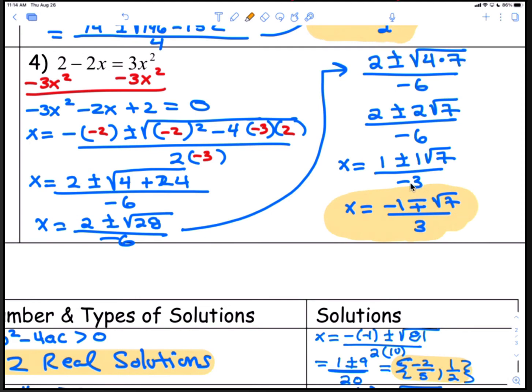But you remember that you can't leave a negative in the denominator of a fraction, so we simply multiply everything by negative 1, and so we end up with negative 1 plus or minus the square root of 7 all over 3.